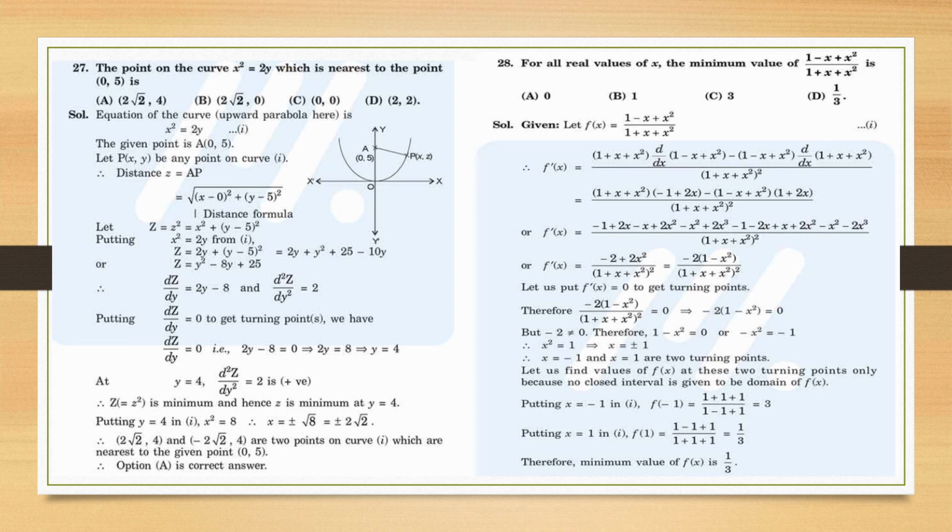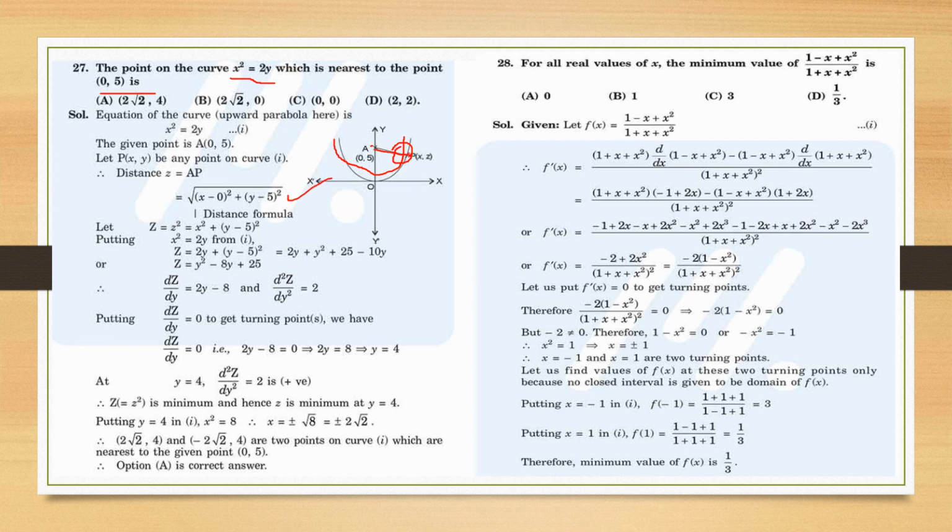The point on the curve which is nearest to the point (0, 5). See, it's an upward parabola, and this is the point (0, 5). Take a point P(x, y) on the parabola. Now this distance we can find by using our distance formula, so it becomes (x minus 0) whole square plus (y minus 5) whole square.